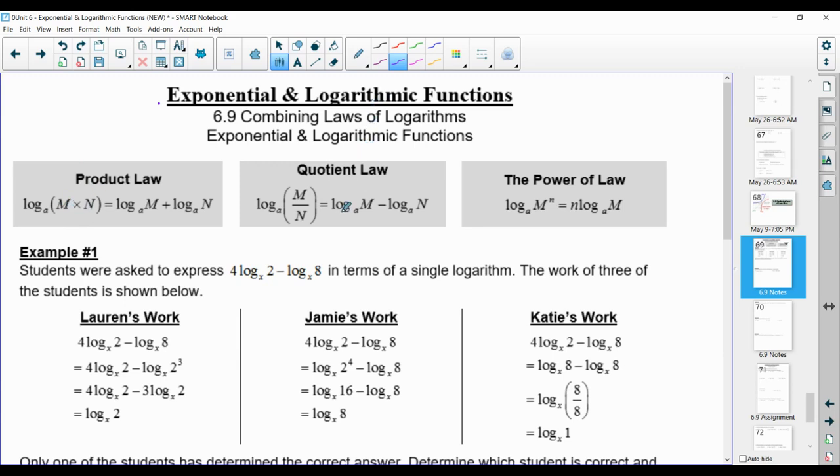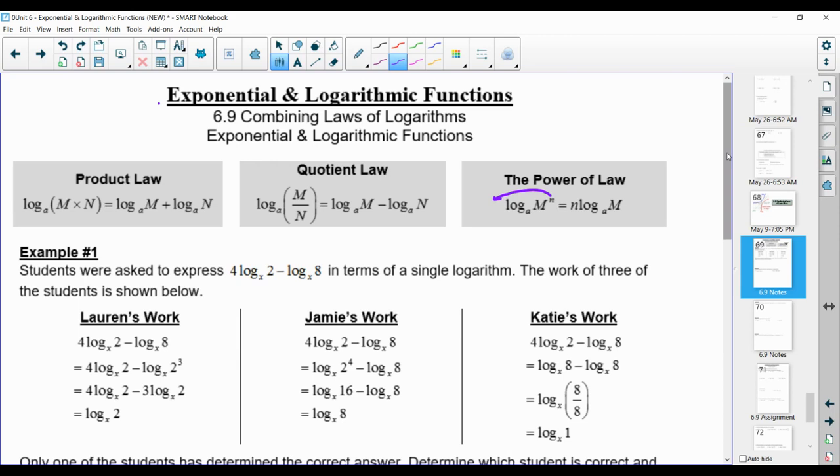For the quotient law, if I have log base a of m minus log base a of n, I can combine them by dividing my arguments. So log base a of m divided by n. And the last one is the power law. We use this one quite a bit. If I have log base a of m to the n, the n can actually come forward, and we have n times log base a of m.